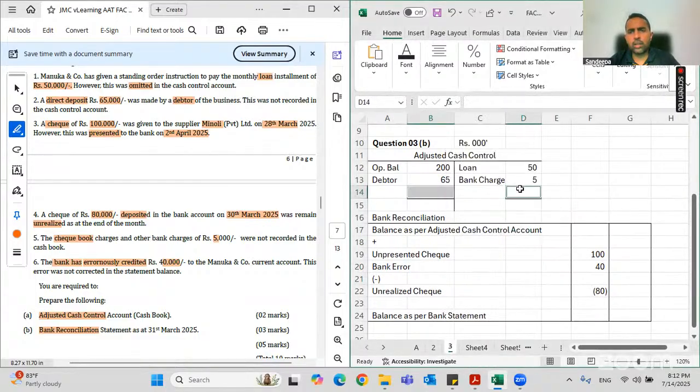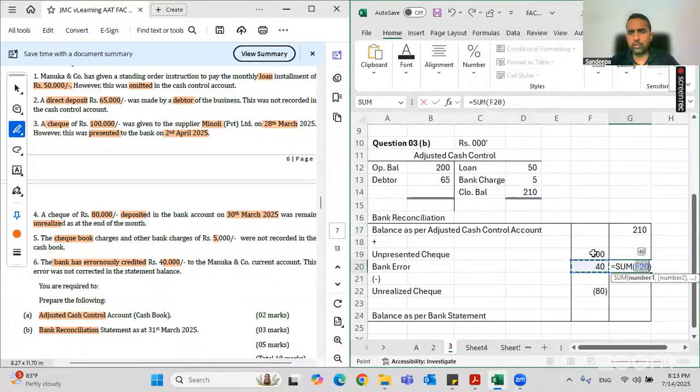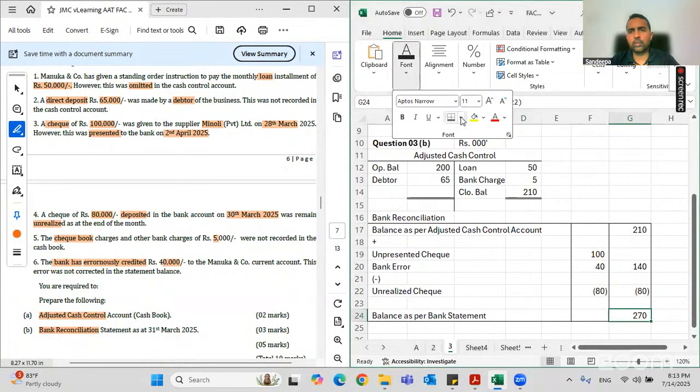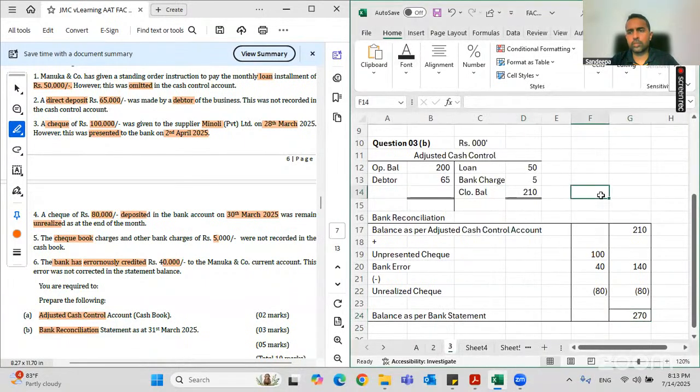Now I can close the cash book and get the closing balance, which is 200 plus 65 minus 50 minus 5, 210. That is the adjusted cash book balance. 140. So your bank statement balance should be 270. Okay.